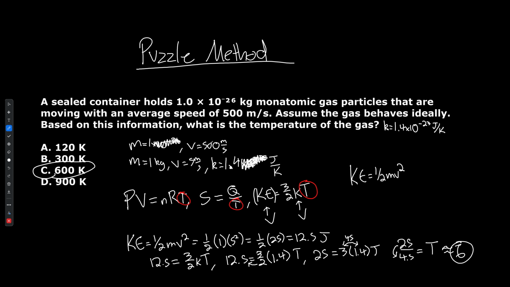But long story short, that's the puzzle method. Basically, write the final equation that you're going to be using first. Write that final equation first. Then once you're looking, basically write out all of the equations that could be solving for that final variable. You're looking for an equation that has that final variable in it. For this case, it's temperature.